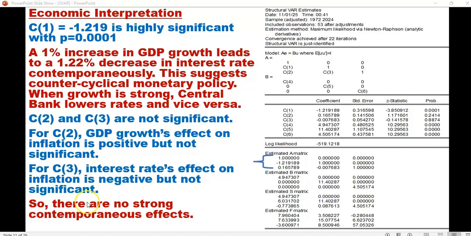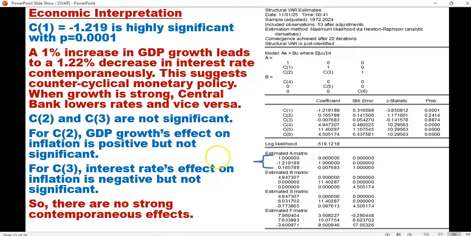And for C2 and C3, they are not significant. So I think we do not really have to interpret that, but for the sake of emphasis in the lecture, C2, GDP growth effect on inflation, is positive but not significant. For C3, interest rate effect on inflation is negative but not significant. So there are no strong contemporaneous effects.